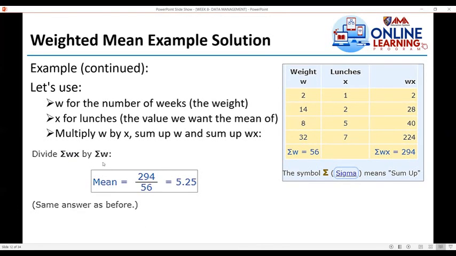Then, after getting the summation of WX and the summation of W, we are now going to use the formula for the weighted mean. And the weighted mean is equal to 294 divided by 56, which is equal to 5.25, which is the same value that we got from the previous solution.